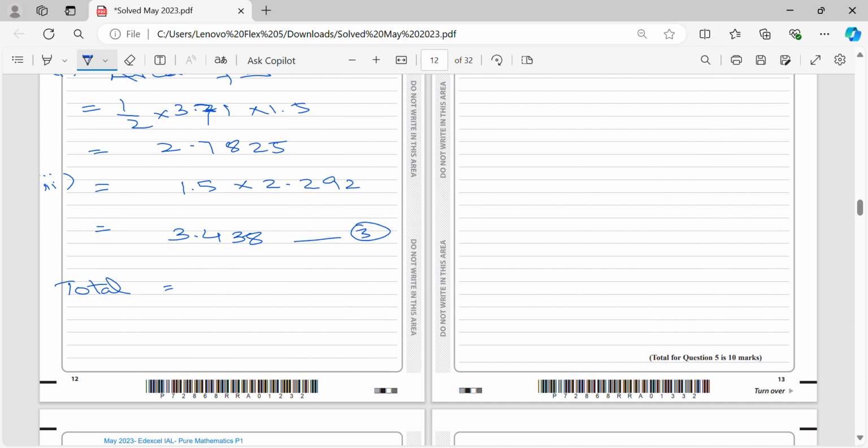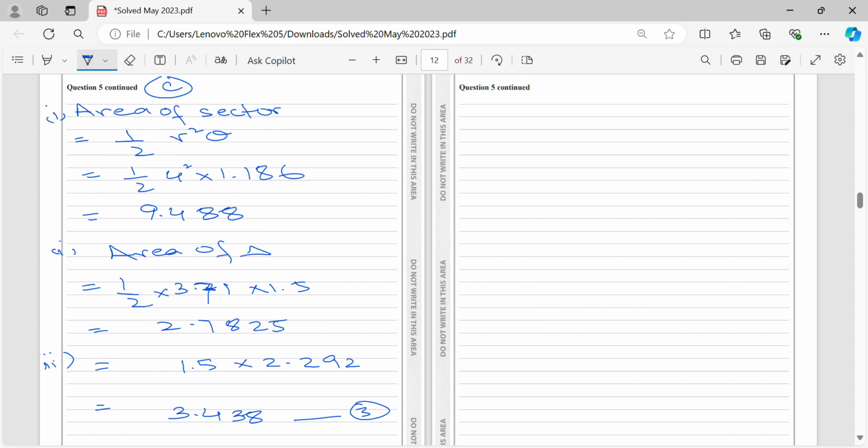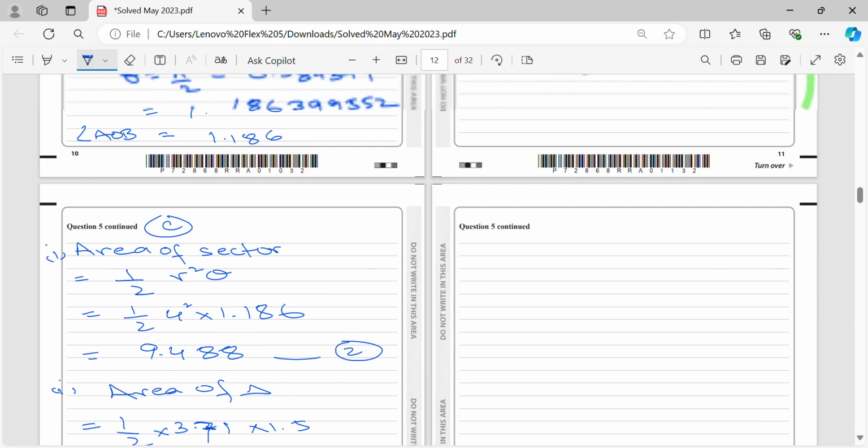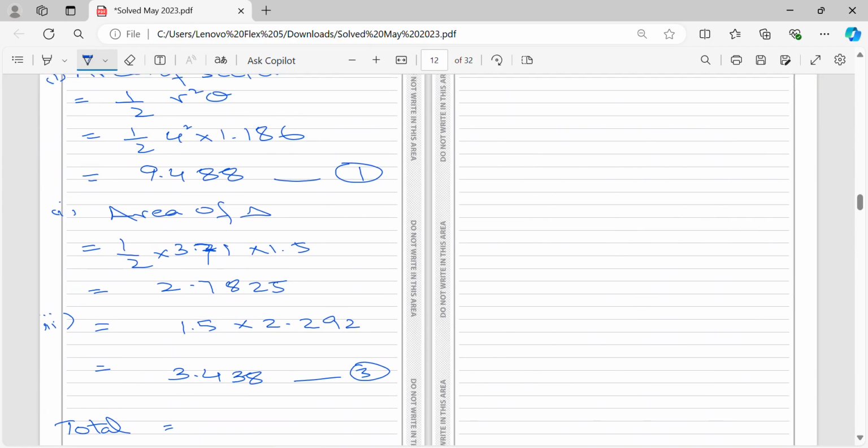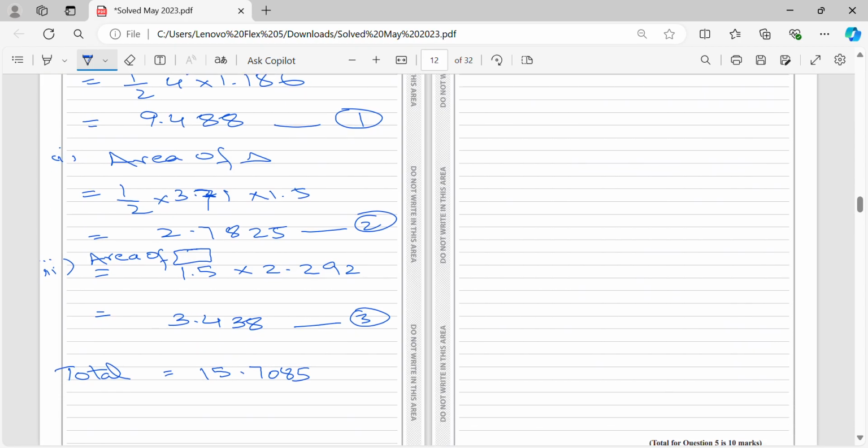Let's label them. This is number 1, the sector, number 2 is the area of the triangle, and number 3 is the area of the rectangle. So add up all these. It's time to use a calculator. 15.7085. Rounded to 3 significant figures, that is 15.7.